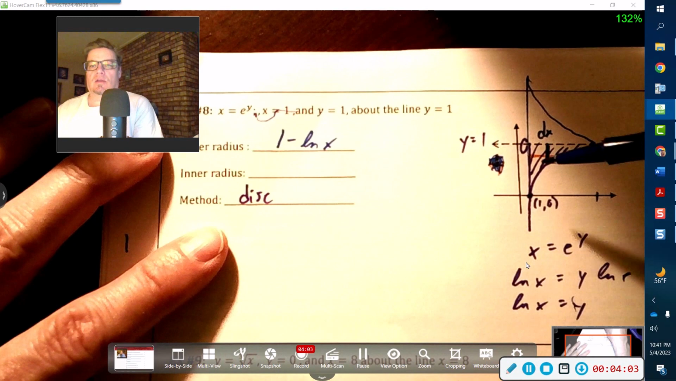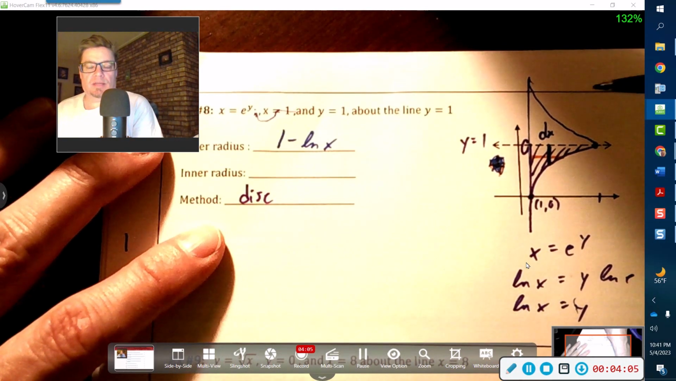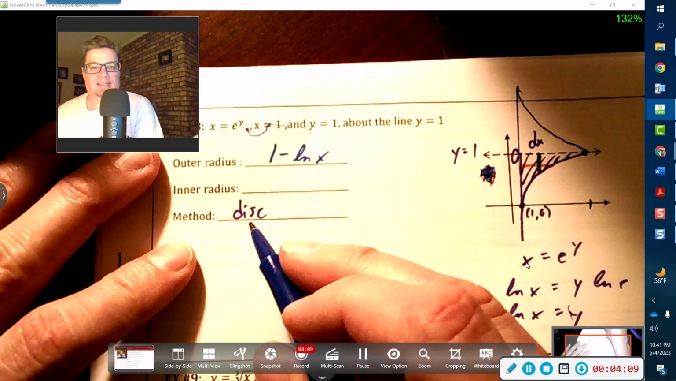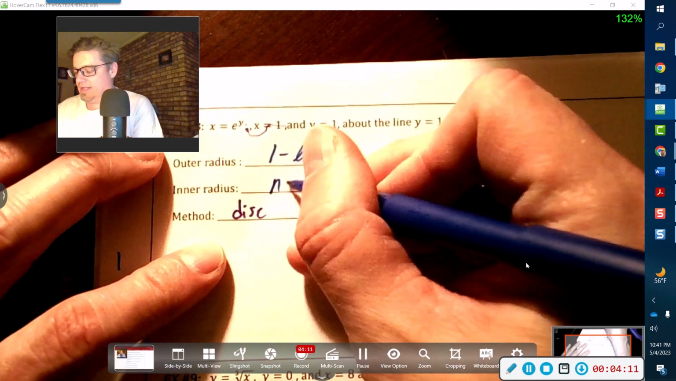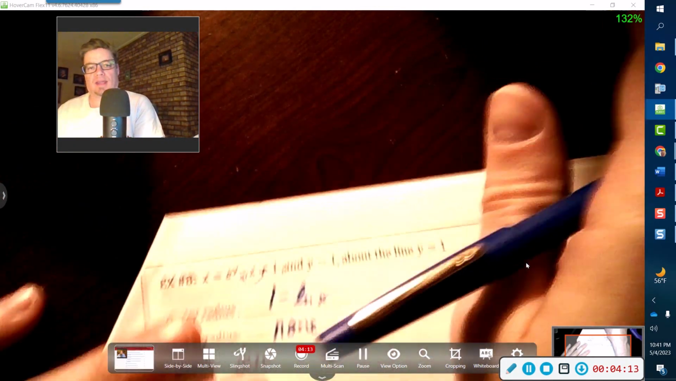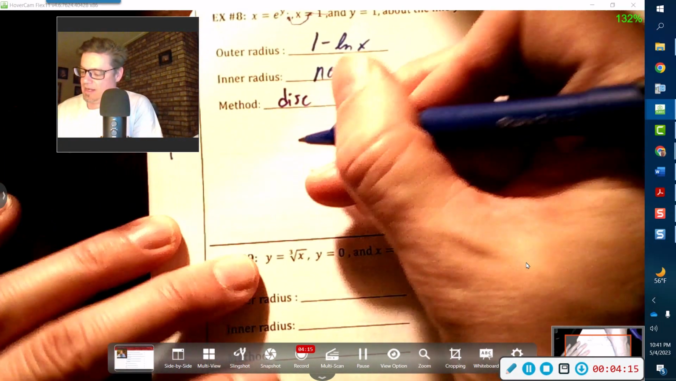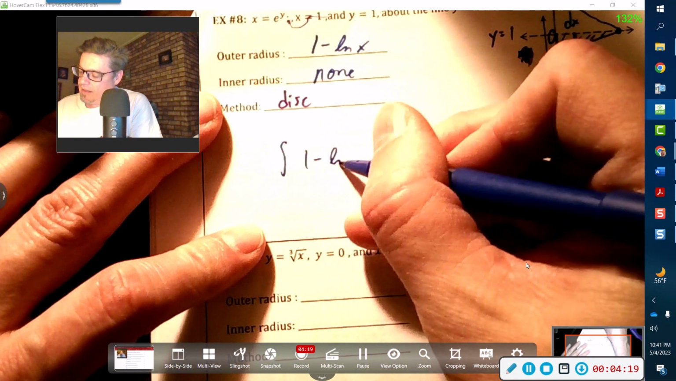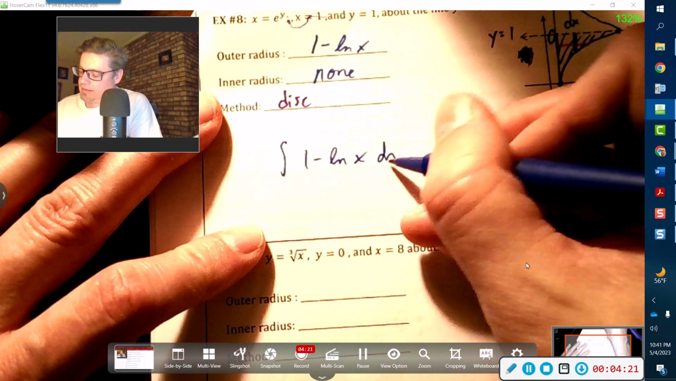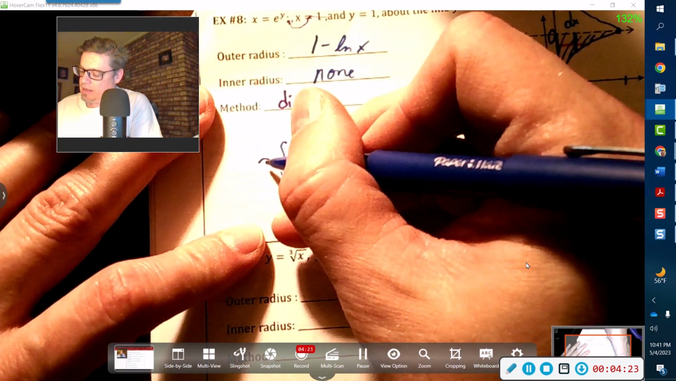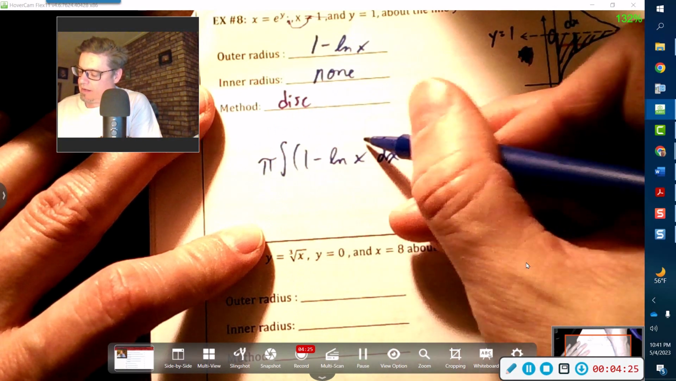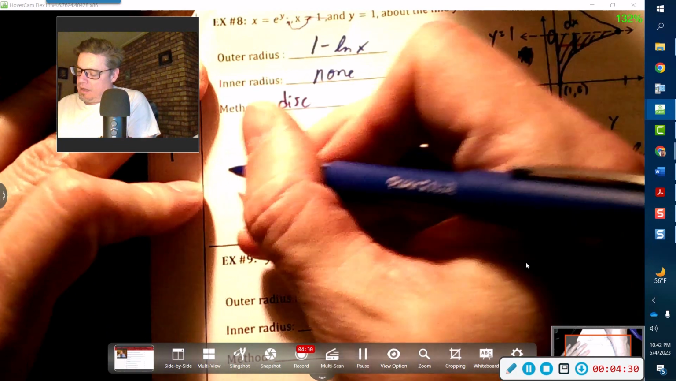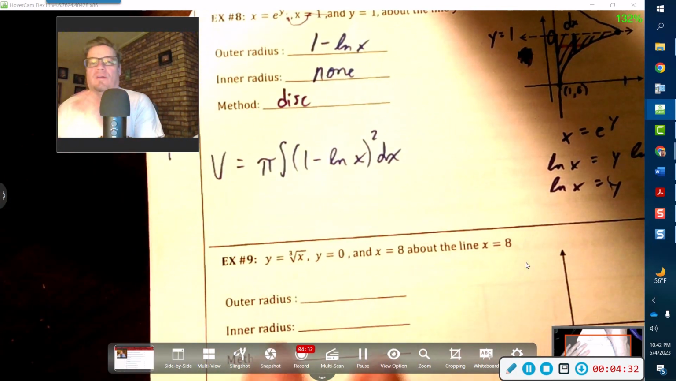Now the inner radius is interesting because there is none. There's no inner radius because this is a disk, so there will not be one. There is none. So that's great. So all we got to do now is set up our integral. We've got 1 minus ln of x dx, and we've got pi in front, and we will square that guy. Okay, and the volume equals that, but now we got to figure out where do we go.